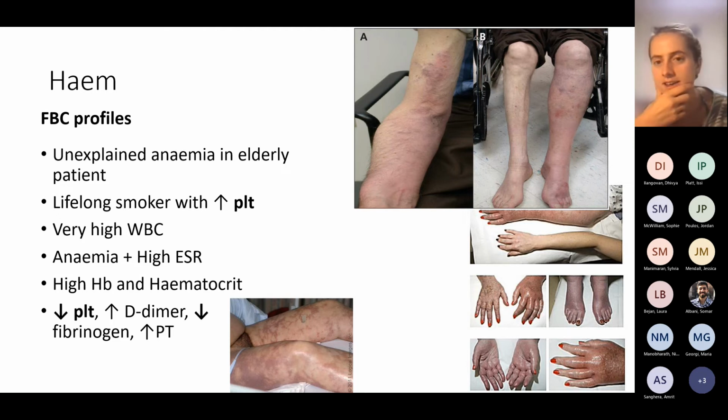If someone had a very high hemoglobin and hematocrit, what could that be? Yes, excellent. Yeah, so that is polycythemia there. You can see a patient's arm compared to a normal arm. Oh, interesting. Thanks, Dhivya.